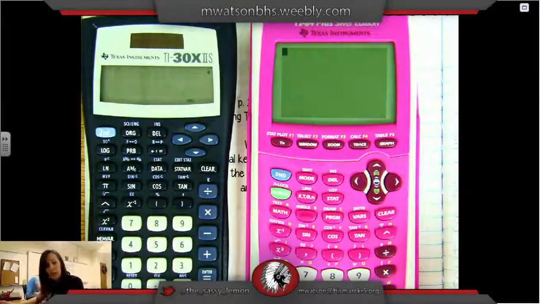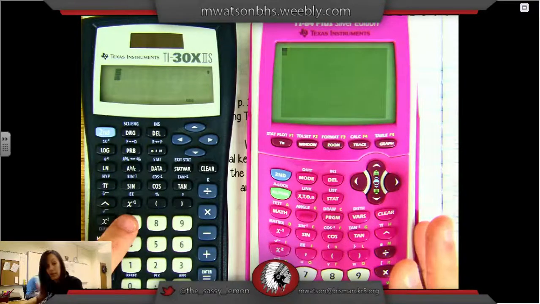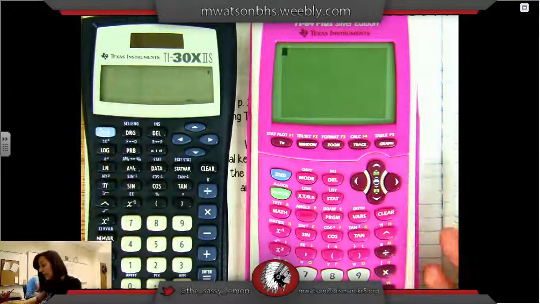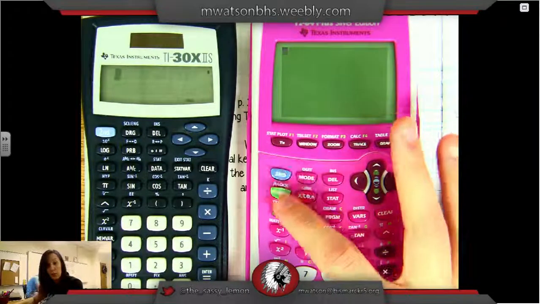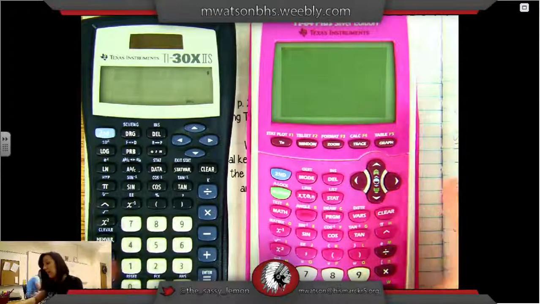So if you look here on your blue calculator, it's in the second column, fifth one down, above the 7. That's your reciprocal key. And then on the graphing calculator, it's 4 buttons down in the first column. And you can see it does the same thing.